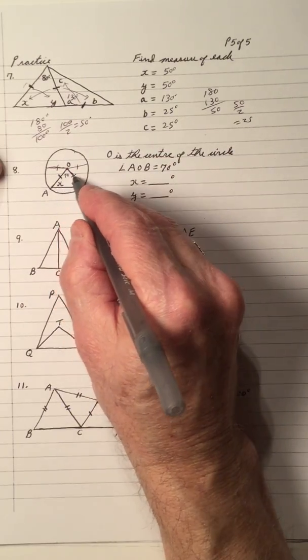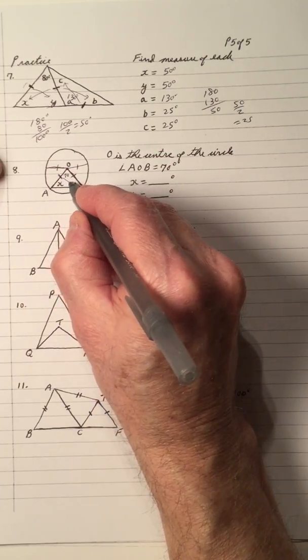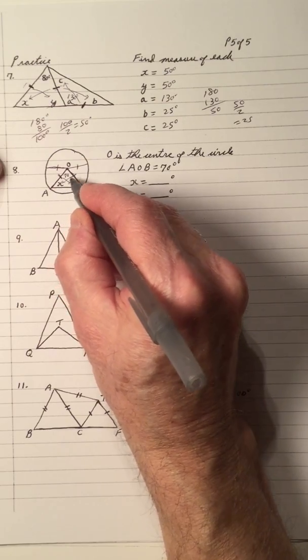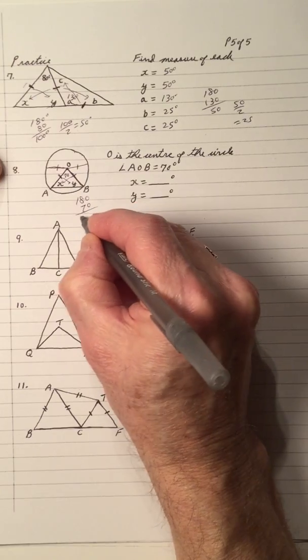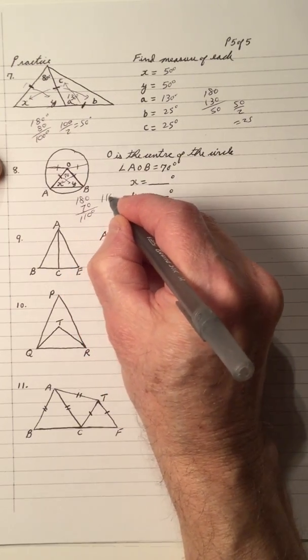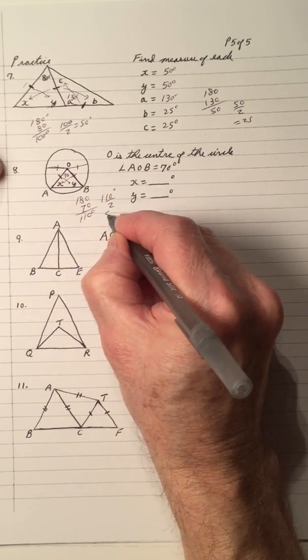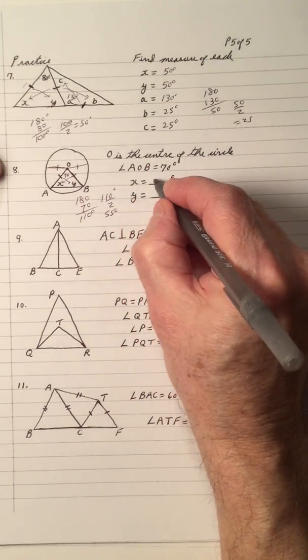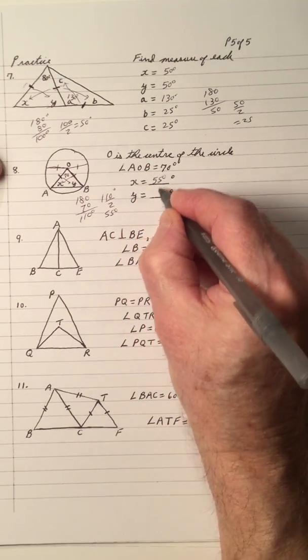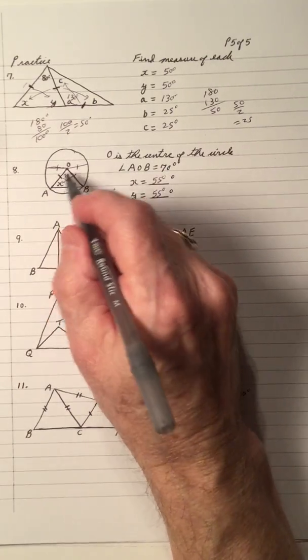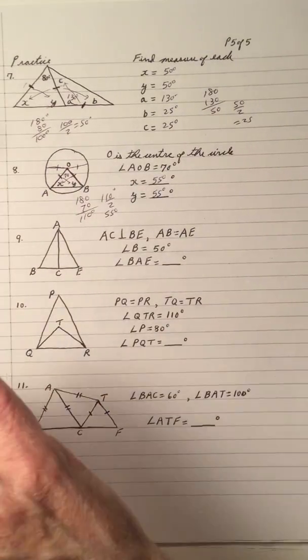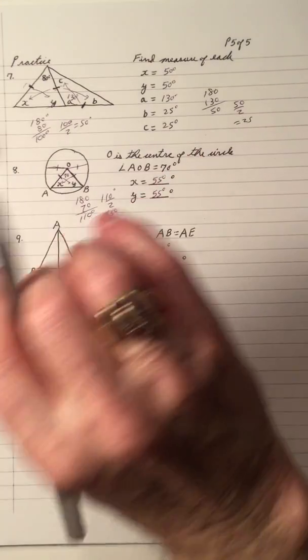So since these two sides are equal, the angles opposite those sides, x and y, are equal. So 180 subtract 70 is 110, and 110 divided by 2 is 55. So x is 55 and y is 55. So notice the difference here. You have a circle, but the radii are equal. You've got to be conscious of that all through the math.